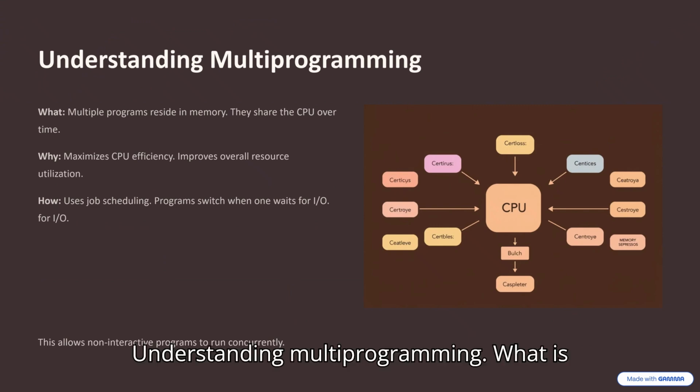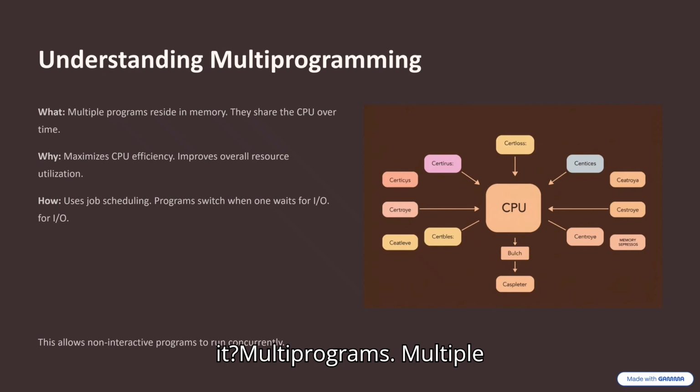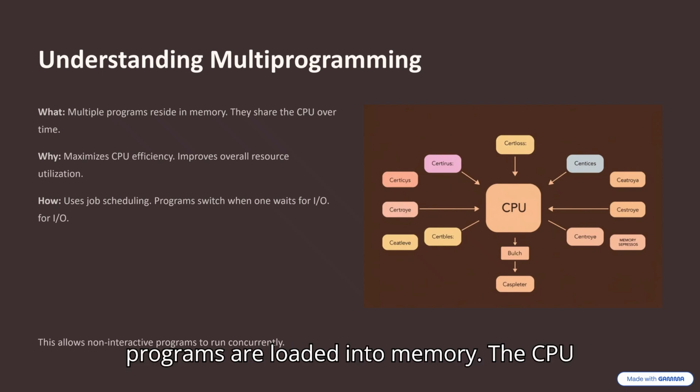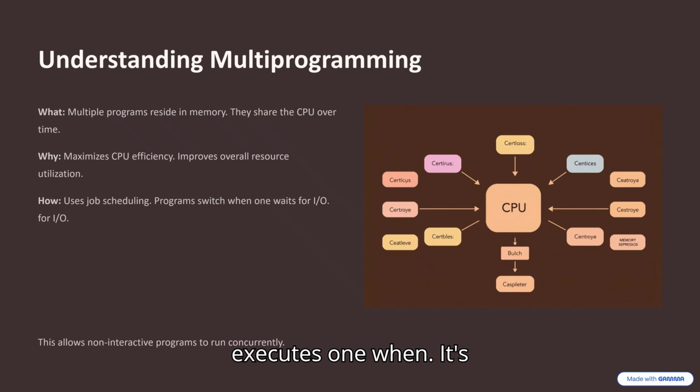Understanding multiprogramming. What is it? Multiple programs are loaded into memory. The CPU executes one, and when it gets stuck, like waiting for a file, it switches to the next. Why is it useful? It keeps the CPU busy, maximizing its efficiency. How does it work? Via job scheduling, the OS decides which program runs next. For example, think of it like a single cashier in a store. If a customer pauses to look for their wallet, the cashier quickly starts billing the next customer.